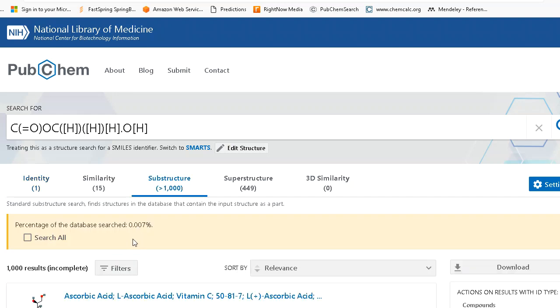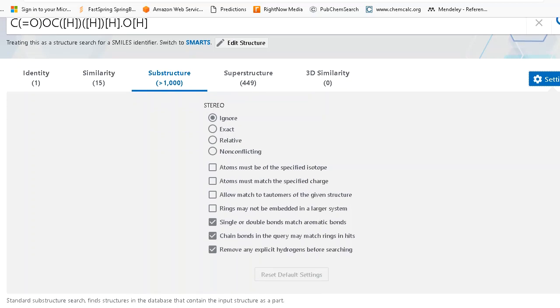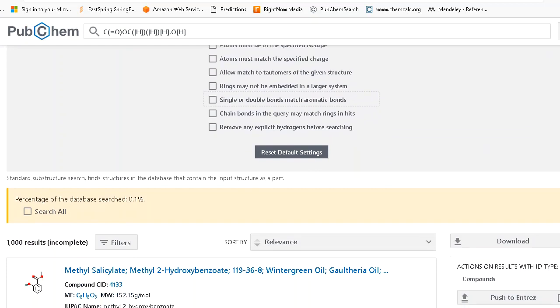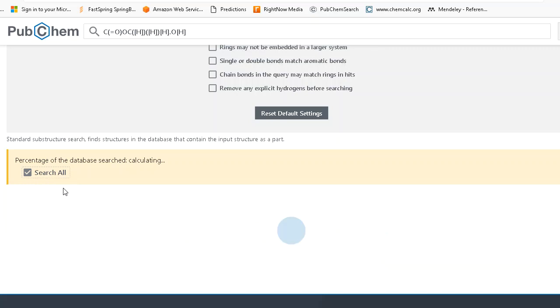It found 1,000, and it only searched a very small portion of PubChem. PubChem has over 100 million compounds. If I go to settings, I can see why it only did a small part. It removes those hydrogens that we use to block, that is the default setting, so I want to get rid of that. And we don't have any rings to worry about with those substructures, and we don't have to worry about aromatics with those either. So now we've changed the default settings, and we want to search the entire 100 million compounds, over 100 million.